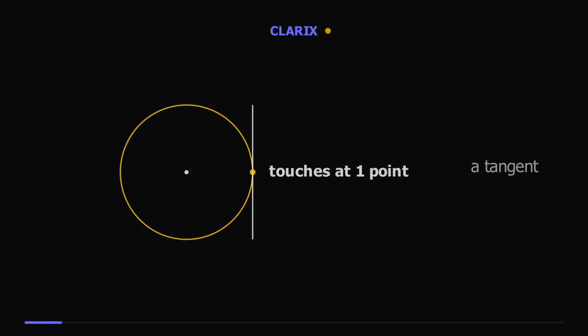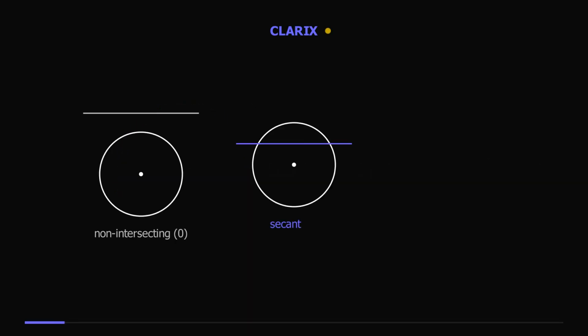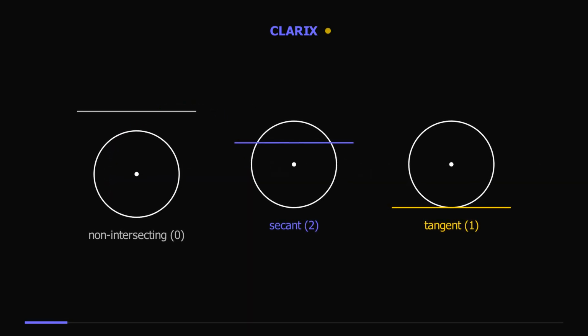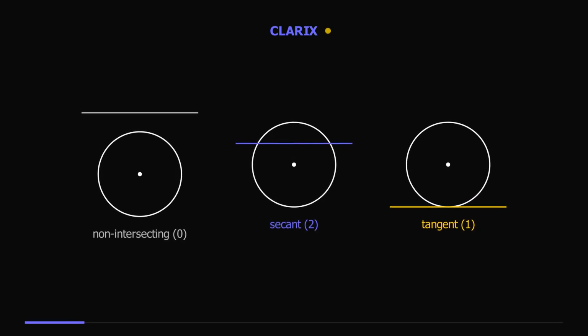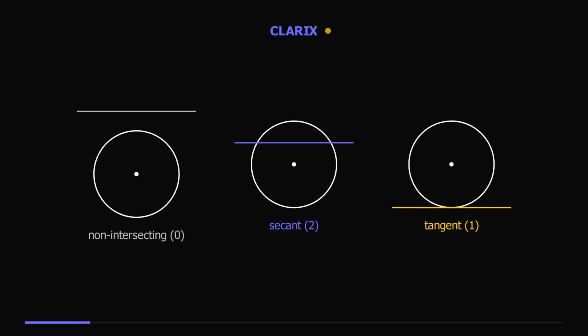Let's go. Picture a straight line drifting toward a circle. Far away it misses entirely, no common point. That's a non-intersecting line. Push it closer and it slices through at 2 points. That's a secant. Push it until it only grazes the edge at one single point. That's a tangent. 0 points, 2 points, 1 point: non-intersecting, secant, tangent.